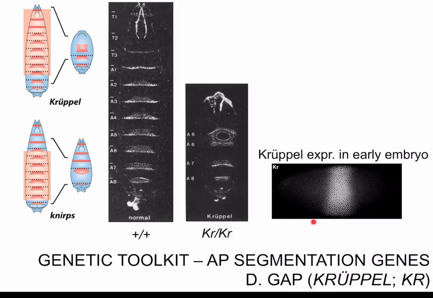So Bicoid, the maternal gene, divides up the embryo very roughly into an anterior half and a posterior half by having high expression in the anterior that progressively reduces as you go towards the posterior, whereas Krüppel further refines the position of cells by locating them in a domain about 20 nuclei wide in the embryo, and so do other gap genes as well.